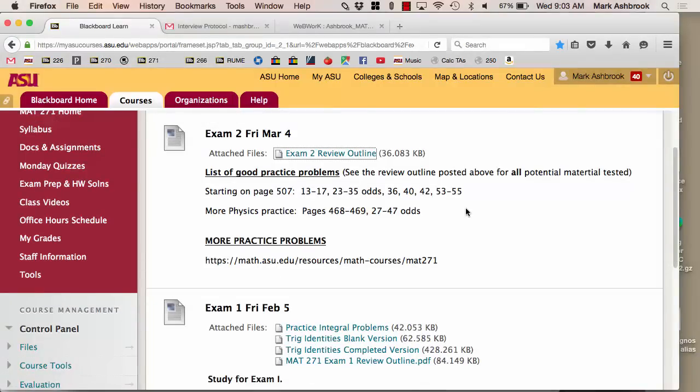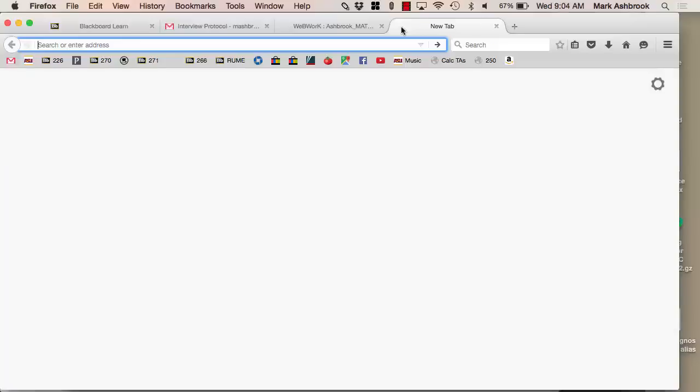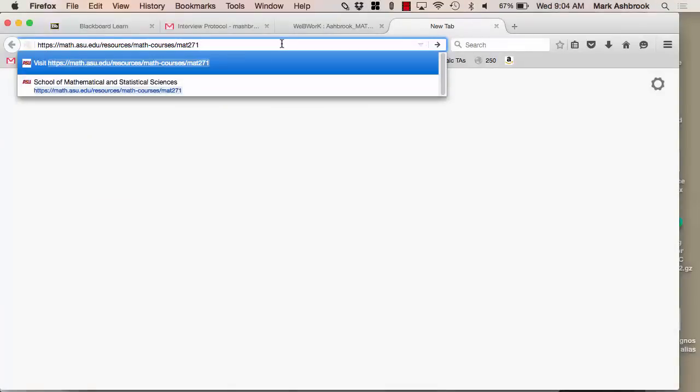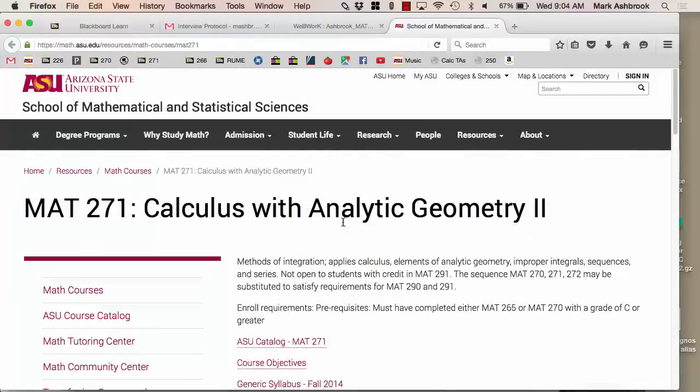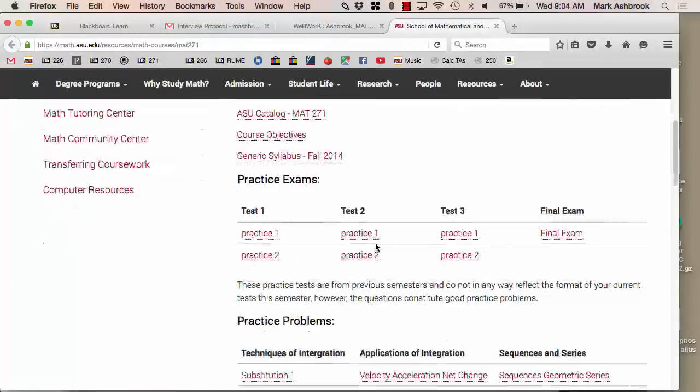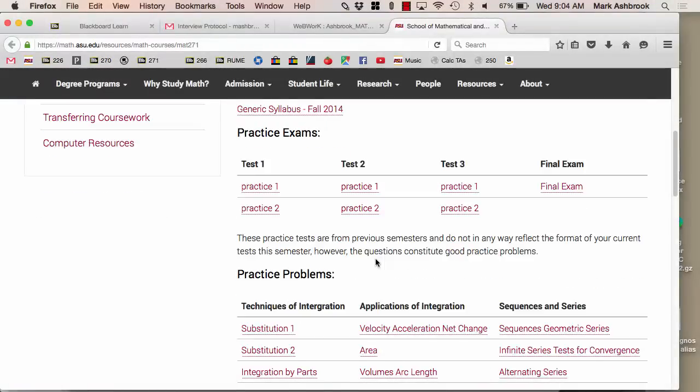Okay, so then, a couple days ago, I put up a list of good practice problems from the book, and I tried to pick as many odds as I could so they had the answers in the back. But there are some evens that are important problems, so I put those on there as well. And then there is just a general 271 website that's here. Let's go there. That has more good practice, and it actually has practice exams, but I have written my own exam, and it looks totally different. It's not one of the practice exams with different numbers. It's definitely not that. But there's still good practice on those exams. So this is the 271 page. So there's a couple practice exams here.